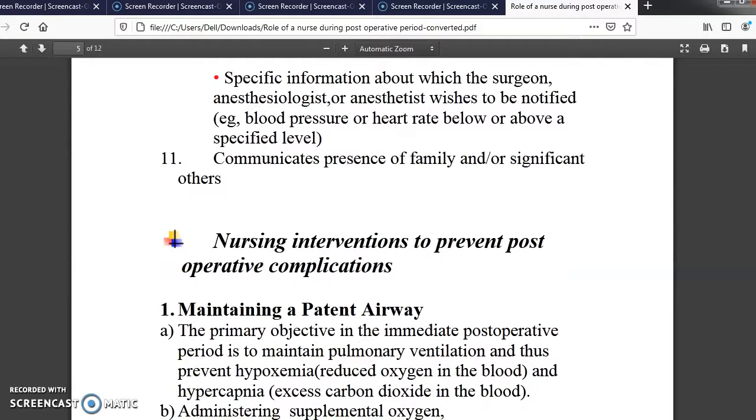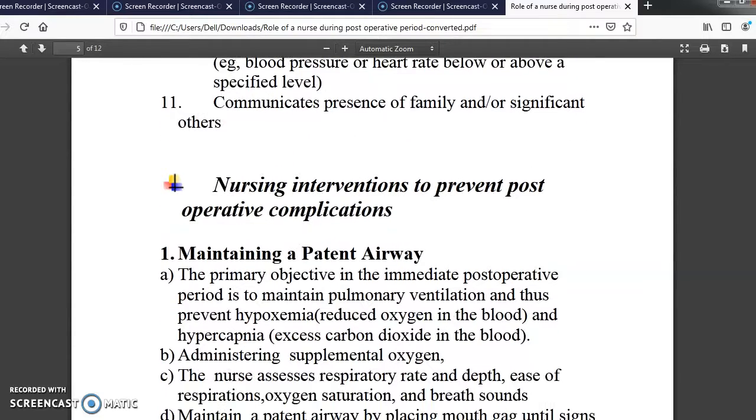Nursing interventions to prevent post-operative complications. First, maintaining a patent airway.